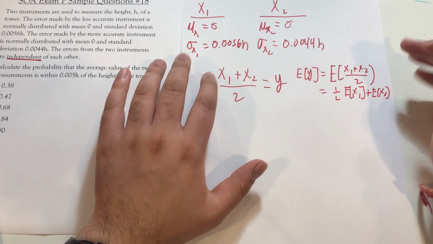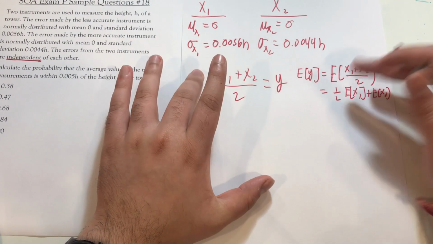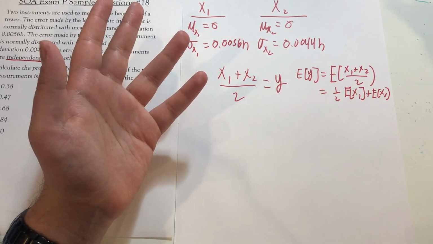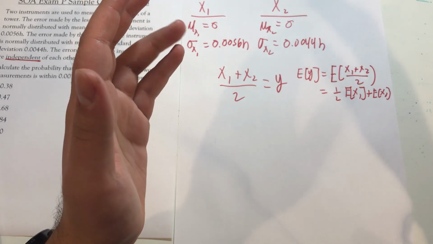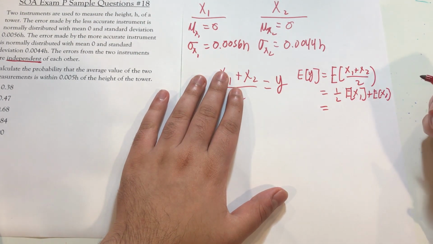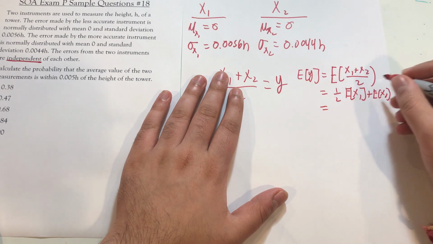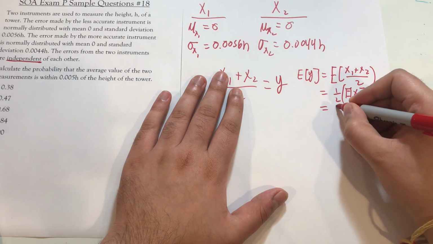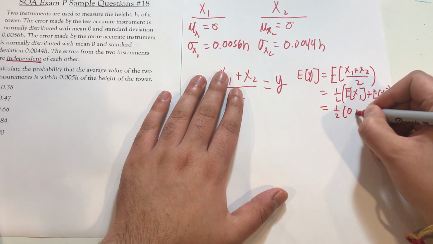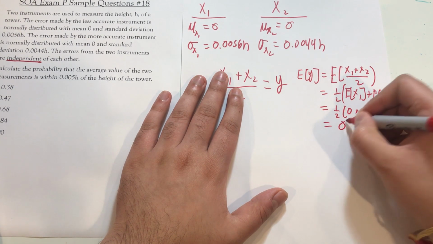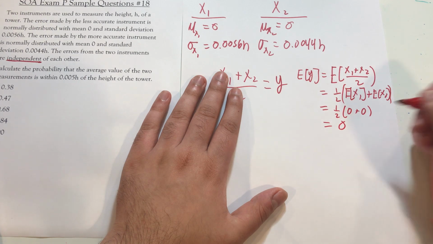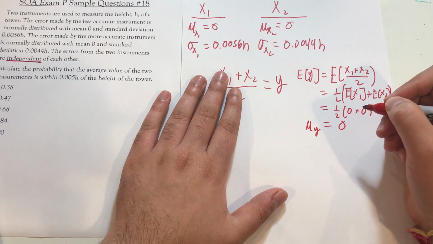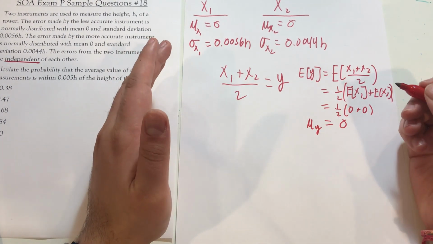Now, I know for a lot of you this might seem very obvious without even having to do any of this, but I just want to be thorough in my explanation. So you don't just know how to do it with this problem, but you know how to do it with every problem, right? And then 1/2 times 0 plus 0, which of course equals 0. And that is the mu of Y. Now let's look at getting the standard deviation.